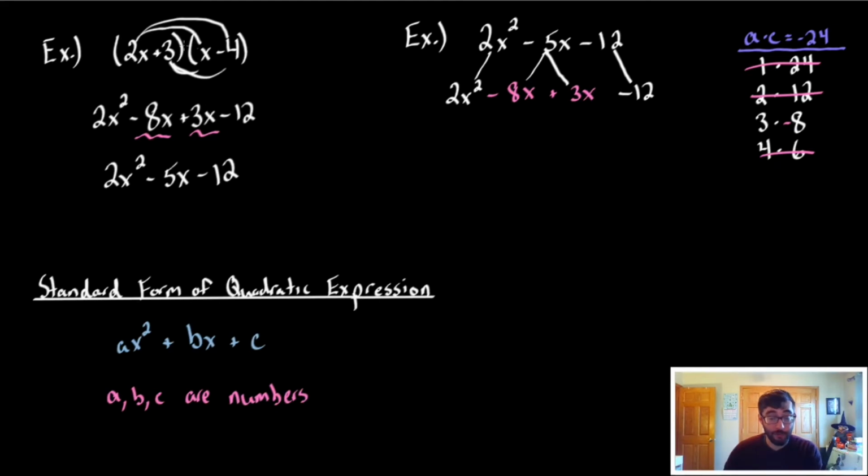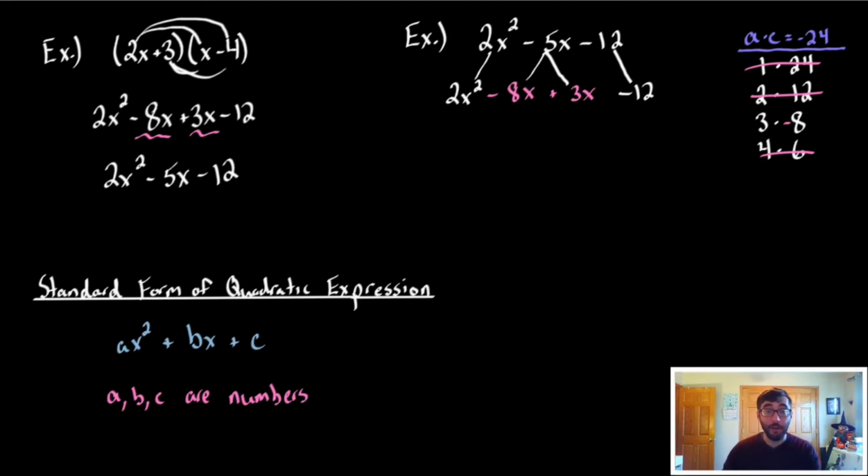And these numbers should look familiar because they're exactly what we got over here. When we multiplied these out, we ended up with negative 8x and a positive 3x. And that should make sense because remember, factoring is undoing multiplication. So what I'm doing is I'm basically undoing that distribution, okay? So those numbers should look familiar and they should make sense.